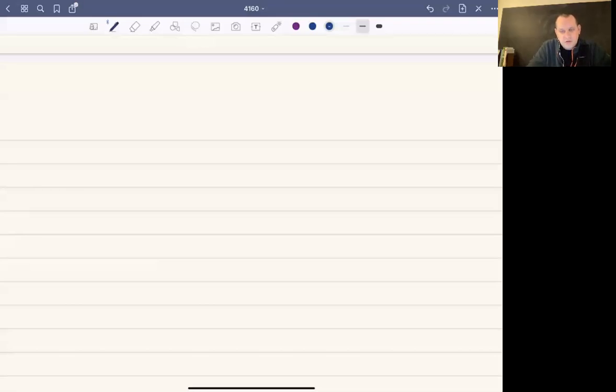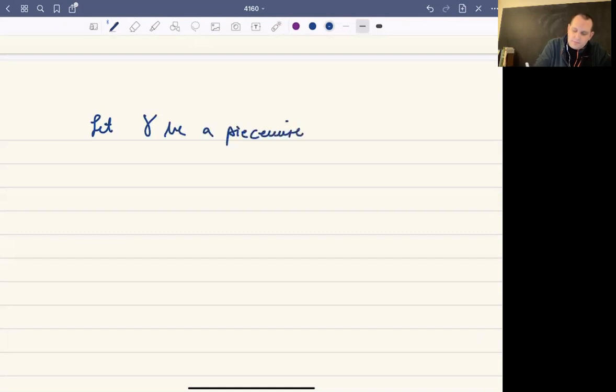Before we get to Cauchy's integral formula, there's one notion that I want to introduce. So we're going to let gamma be a piecewise smooth, closed, meaning that it starts and stops at the same point. So it's going to be a piecewise smooth closed path. I don't care if the path is simple or not.